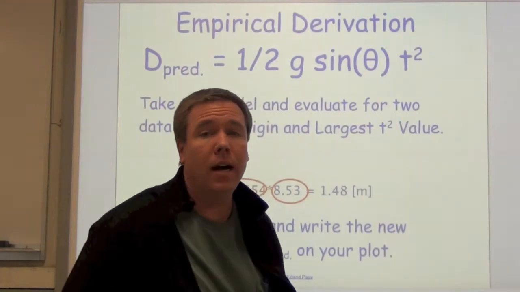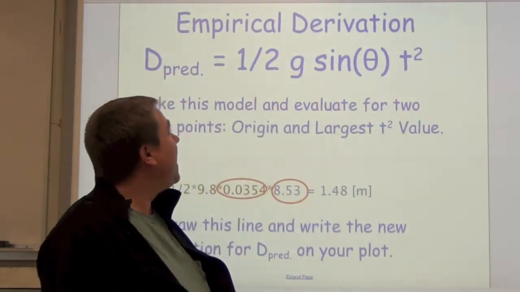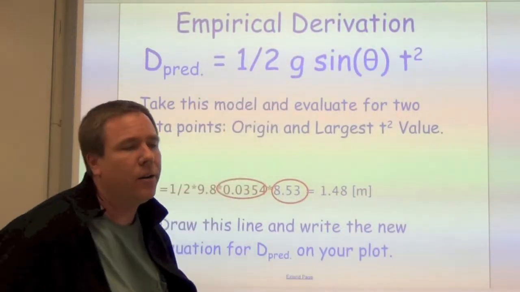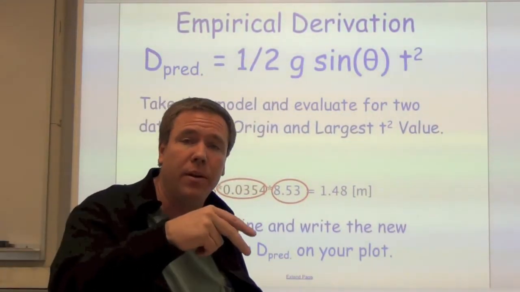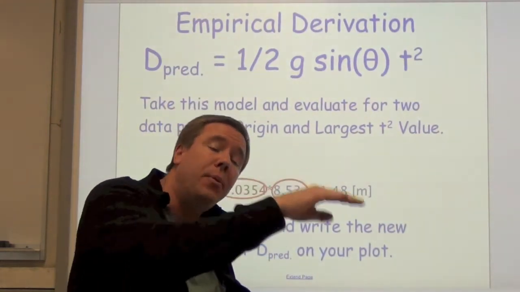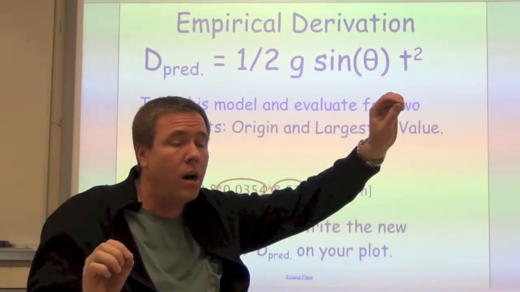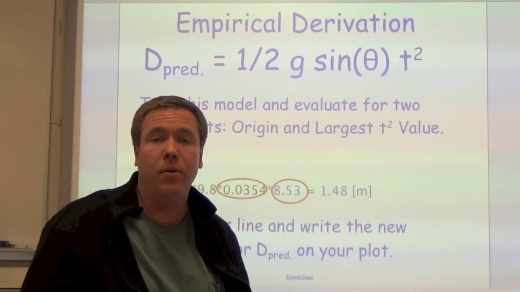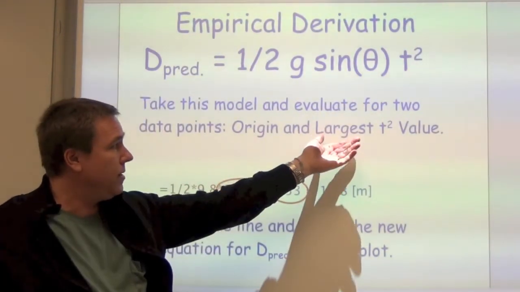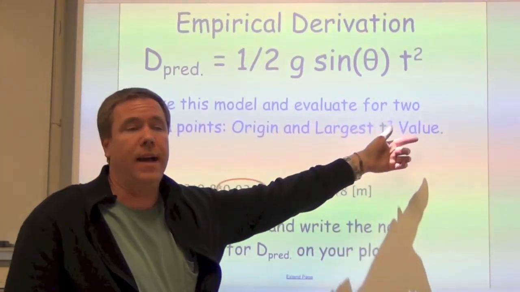Now we can go to our plot. We have this master equation from our empirical derivation. We can take this model and we can evaluate 2 data points. And I want you to take those 2 data points, put them on your plot, and draw the line that connects those 2 data points. Remember, the first data point is the origin. The second data point, I want you to use your largest t squared value.